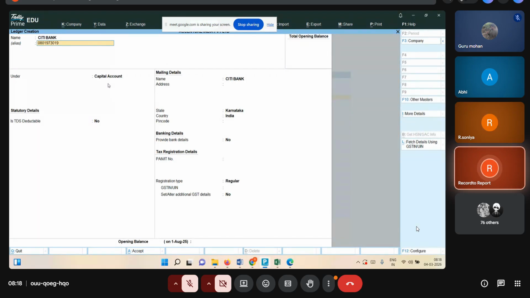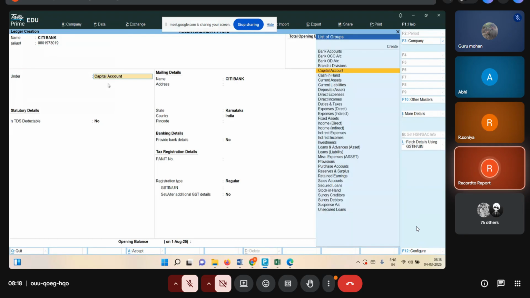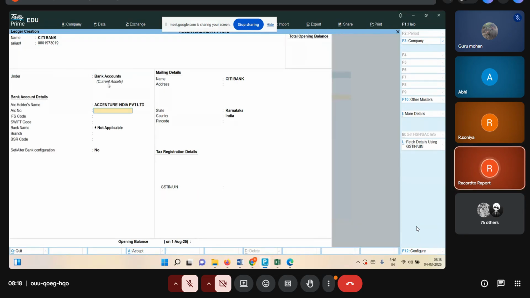What is the account number? This. Okay. So it will fall under which accounting category? Bank accounts. So what is the account number? This. And we have any IFSC code, if required you can add it, or else save it.